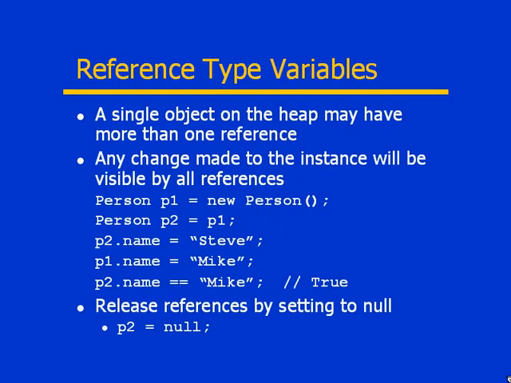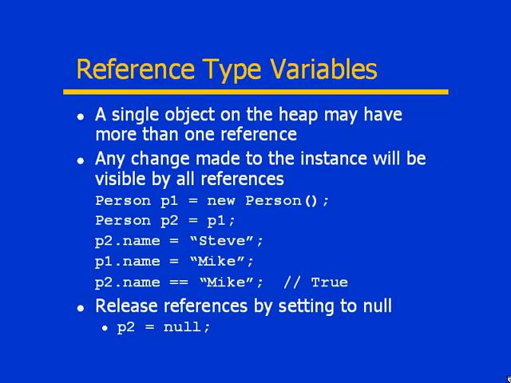A single object on the heap can actually have more than one reference. And this is sort of interesting because what that means is that you could have different reference variables at different points in the application that all point to the same physical object. Therefore, if you were to manipulate the fields or the properties or call the methods of the object through one reference, then when you were to look at those values from another reference, you would see those modifications. So any change that's made to the instance will actually be visible by all other references.